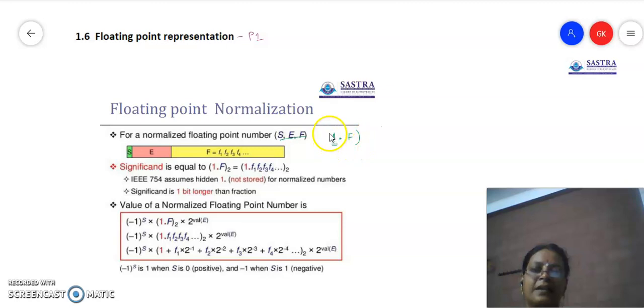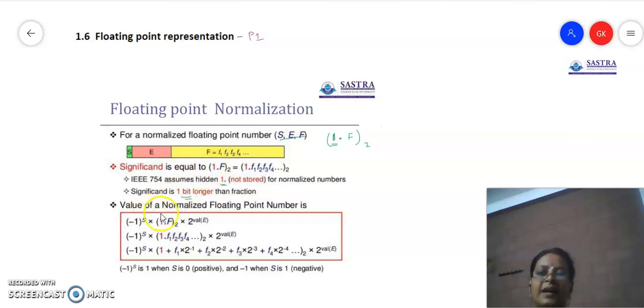Then this will be considered for base 2. So the significand is going to be considered as 1 point f. Even if we give only f, this 1 point will be taken for substitution, because in floating point representation we always expect the number to be normalized. So the hidden 1 of the normalized number is not stored, and because of this the significand is always 1 bit longer than the fraction. We are not going to use any memory space for storing this 1, because it is implied.